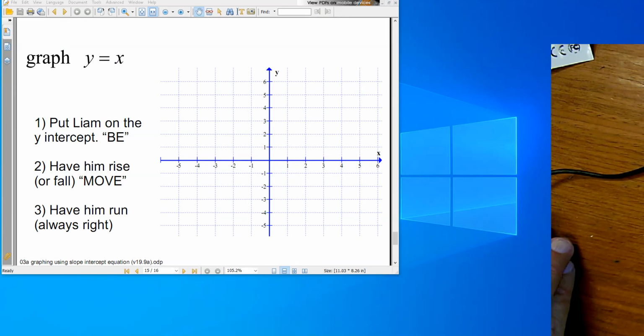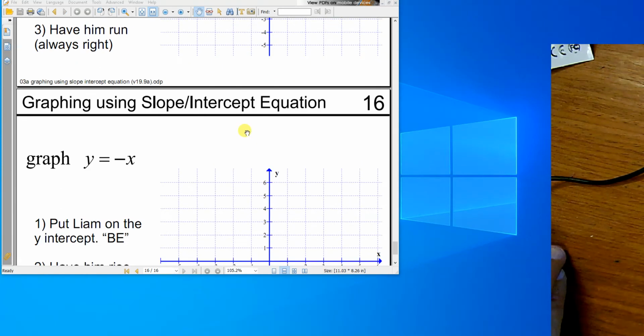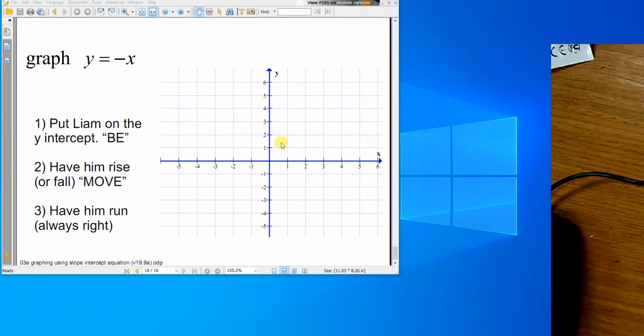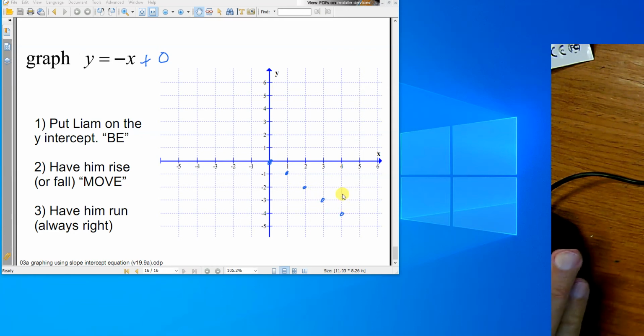We are not done with our notes yet. Keep those notes available. And our final one, where does he start? He starts at 0, and he goes down 1 over 1, down 1 over 1, down 1 over 1. All right, back to those notes for a moment.